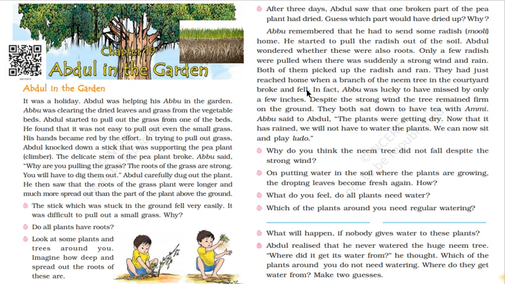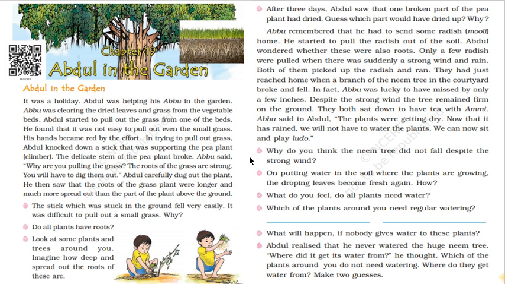They had just reached home when a branch of the neem tree in the courtyard broke and fell. In fact, Abu was lucky to have missed it by only a few inches. Despite the strong wind, the tree remained firm on the ground. They both sat down to have tea with Ammi. Abu said to Abdul, "The plants were getting dry. Now that it has rained, we will not have to water the plants. We can now sit and play Ludo."